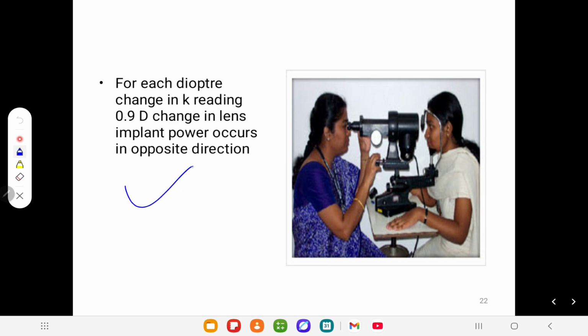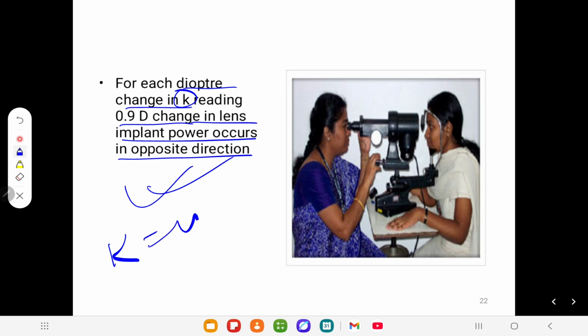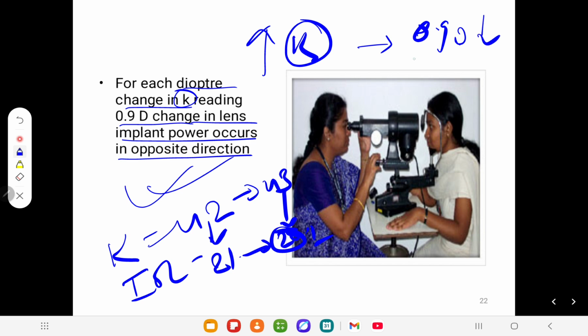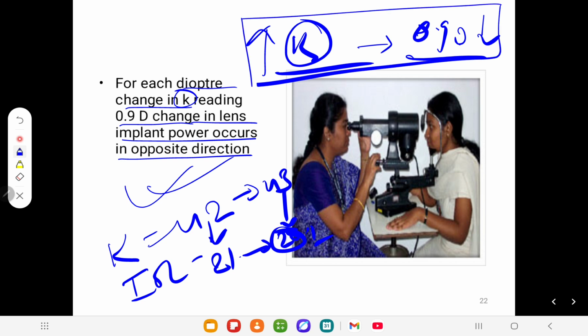So it's a good rule of thumb. For each diopter change in K reading, there is a 0.9 diopter change in lens power in the opposite direction. Basically it means if K becomes 42 to 43, it means the IOL changes; suppose for 42 it is 21, then for 43 it is approximately 20.1. So basically one diopter K increase means approximately 0.9 diopter IOL power decrease. That's very important. You have to understand this concept. This is a very crucial concept. I will definitely come to it later.